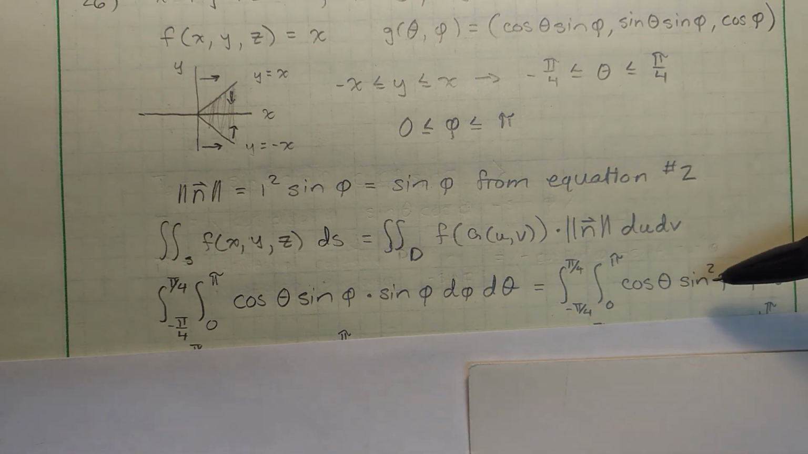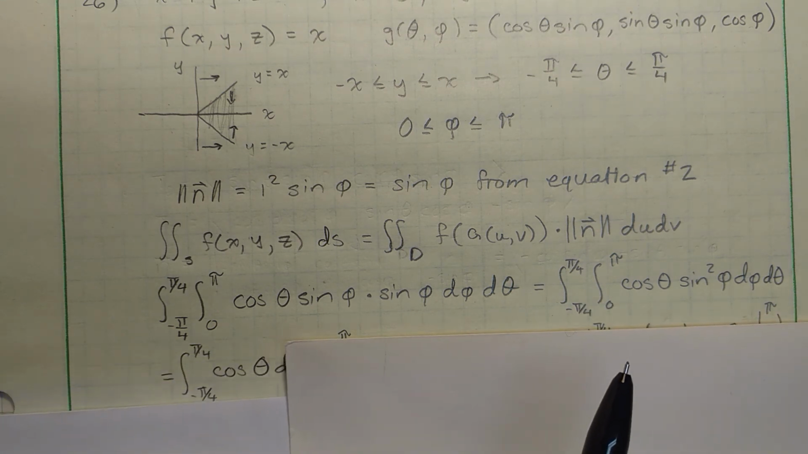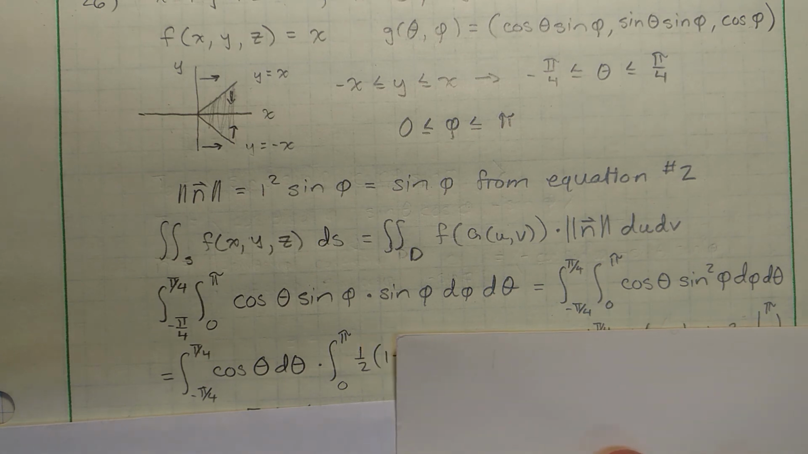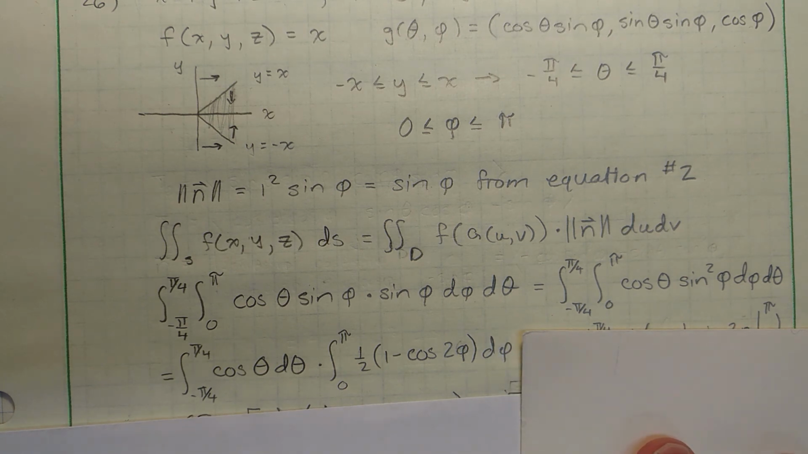Once again, it's easiest to break these up into two separate integrals. Take the theta factor and integrate the cosine of theta, going from negative pi over 4 to pi over 4. And then integrate from 0 to pi the sine squared phi. I use my double angle identity and re-express it as 1/2 times 1 minus the cosine of 2 phi, d phi. Now I go ahead and do the anti-differentiation.